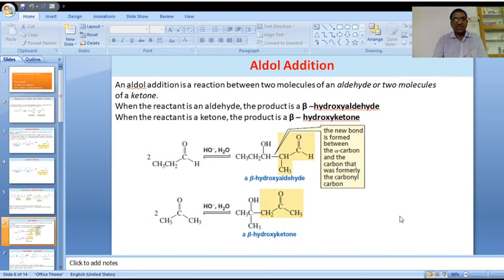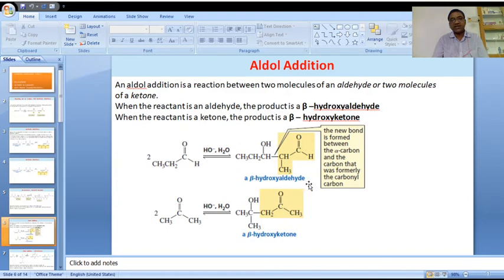Alpha beta hydroxy ketone. Okay. Here please observe in the reaction. Here 2 moles of aldehydic reactant we are using. 2 moles of aldehydic reactant on reaction with the base and water. Here this 2 moles of aldehydic functional group is converted into alpha beta hydroxy aldehyde.